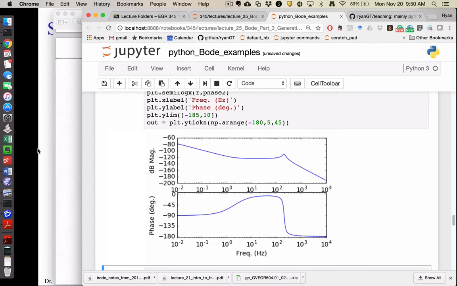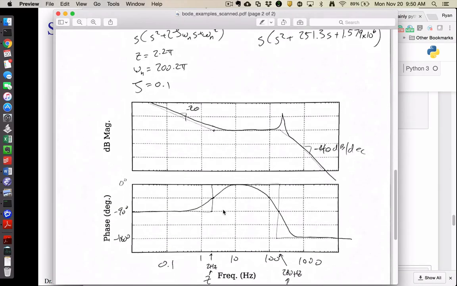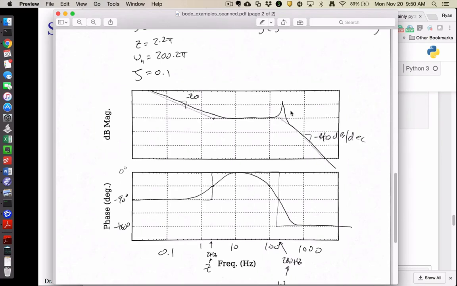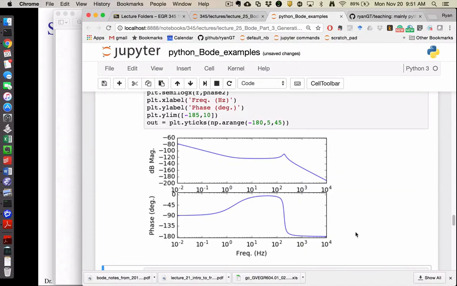So I claim that this is a pretty good approximation of this. I was kind of guessing at the height of this peak. If I wanted to, I could have more carefully evaluated that. But otherwise, I claim this is a pretty good verification that my sketch was reasonable.